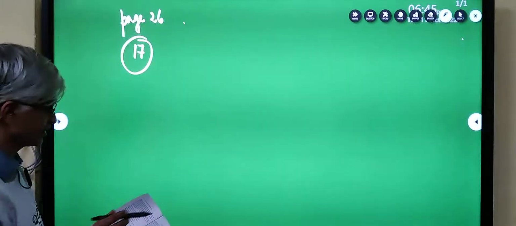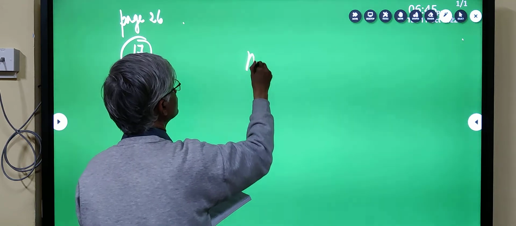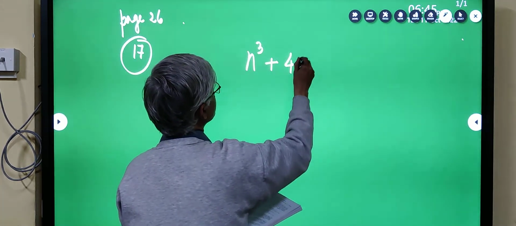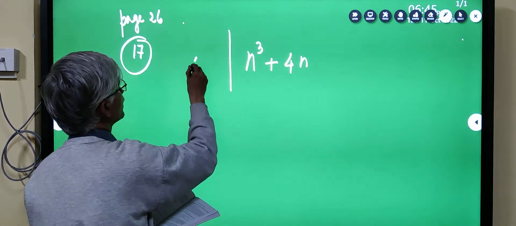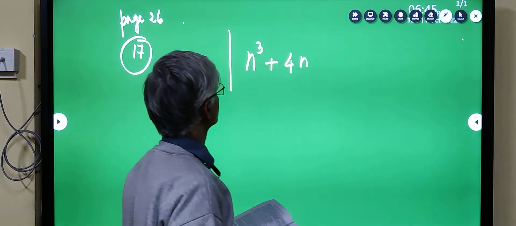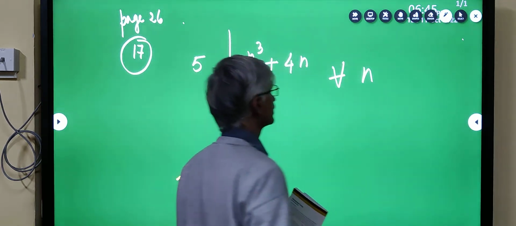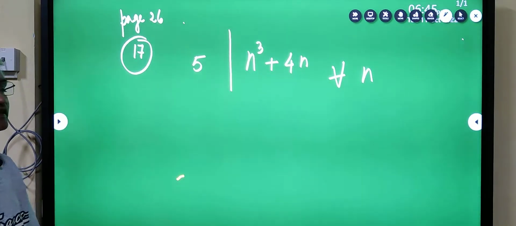The problem says: prove that n cube plus 4n is always divisible by 5 for all n. Now, we will solve this problem by case analysis.